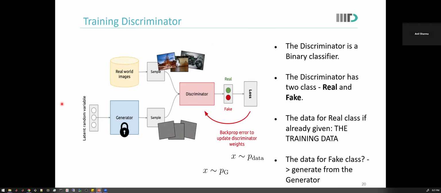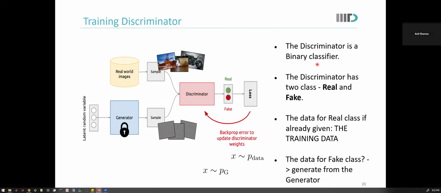Now, the first step is that we start training the discriminator. The discriminator is just a binary classifier, as we have seen in the previous slides. We lock the generator and do not make any changes to it. We are not using it. We give real samples and fake samples as input to the discriminator, we compute the loss, and then we backpropagate this loss to update the discriminator weights. Only the discriminator is updated at this particular step.